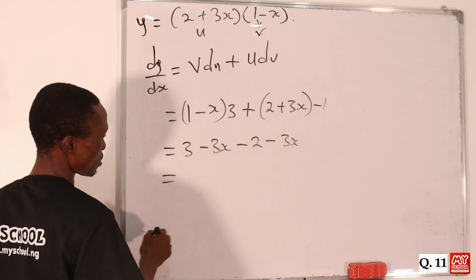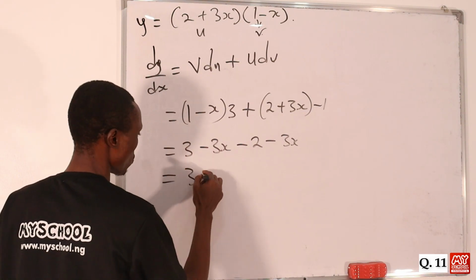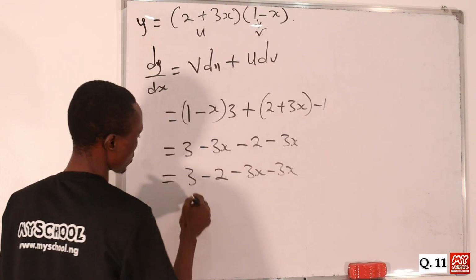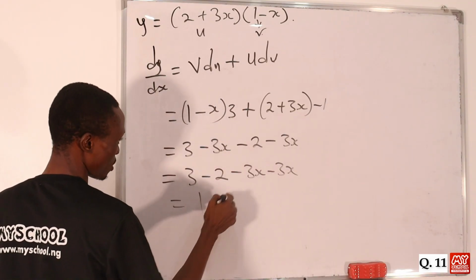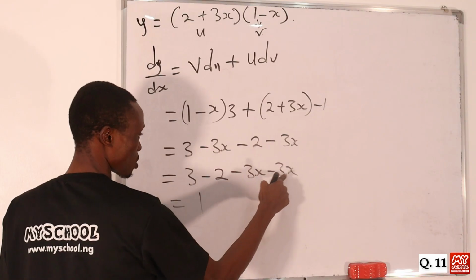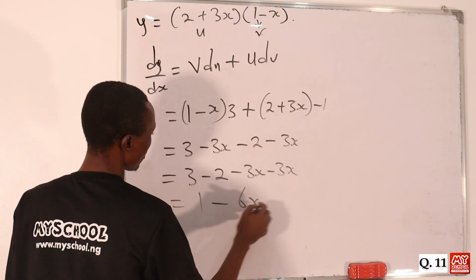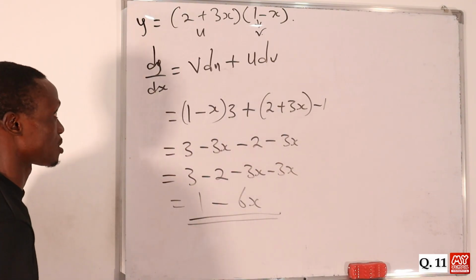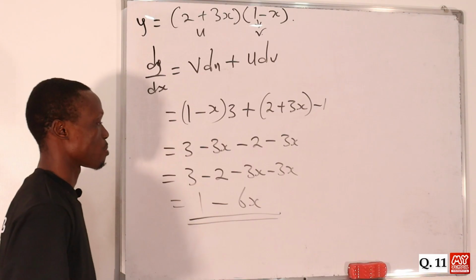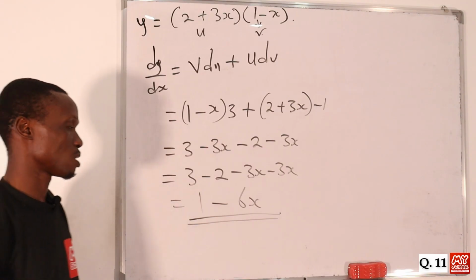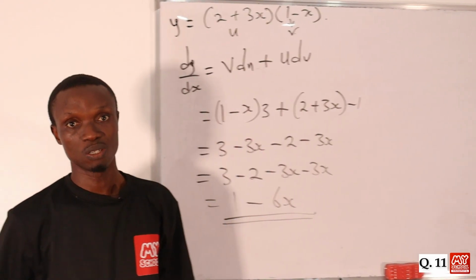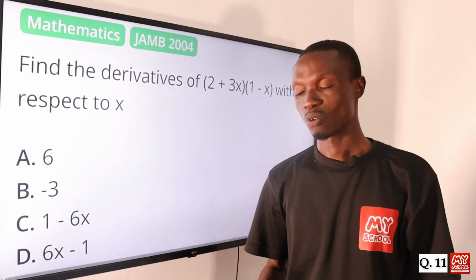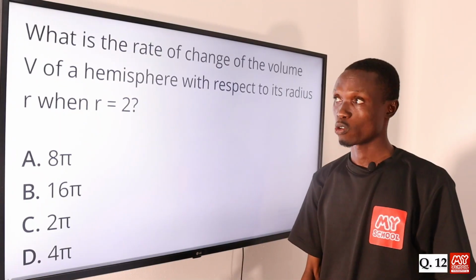So let's arrange everything properly. Here we'll have 3 minus 2, then minus 3x minus 3x. That 3 minus 2 will be equal to 1, then minus 3x minus 3x will be minus 6x. So this is the derivative of (2 plus 3x)(1 minus x). Okay, so let's return back to the screen to pick the correct answer to this question, and that is option C, 1 minus 6x.